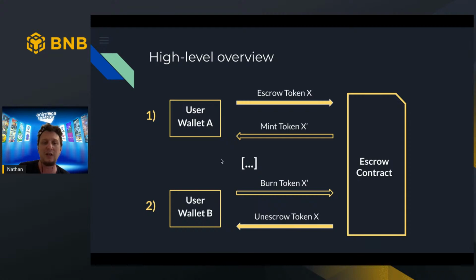If you see here, you see that user wallet A was escrowing the token, but later on, this is user wallet B, which burns token X prime, which means that in the meantime, X prime can be transferred between wallets.